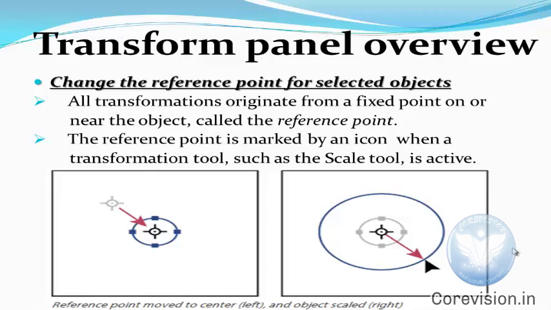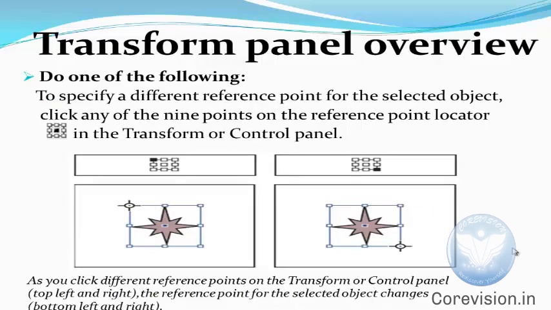This is an example of the reference point. In the left side object, the reference point moves to the center, and in the right side object, the object is scaled. To specify a different reference point for the selected object, click any of the 9 points on the reference point locator in the transform or control panel. This is an example of selecting points on the reference point locator.